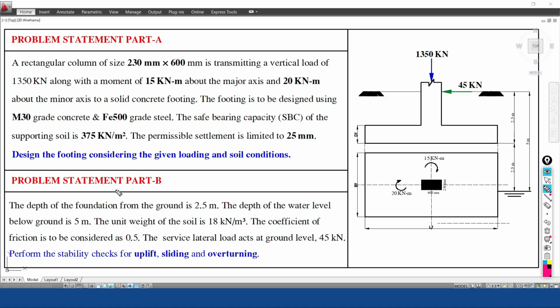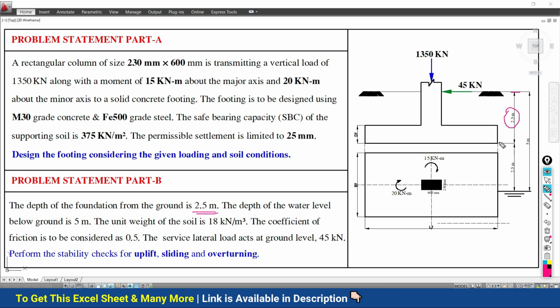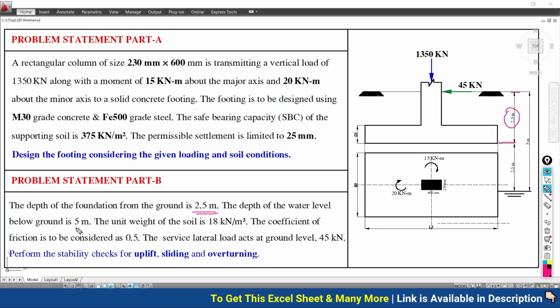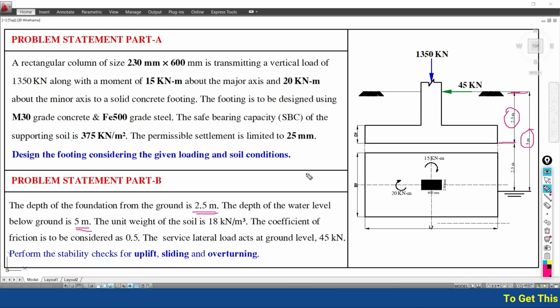And in the problem statement part B, what is given? The depth of the foundation from the ground level is 2.5 meter. It is what? 2.5 meter from the ground level up to the foundation base. The depth of the water level below the ground is 5 meter. The unit weight of the soil over which it is going to rest is 18 kilonewton per meter cube. The coefficient of friction is to be considered as 0.5.